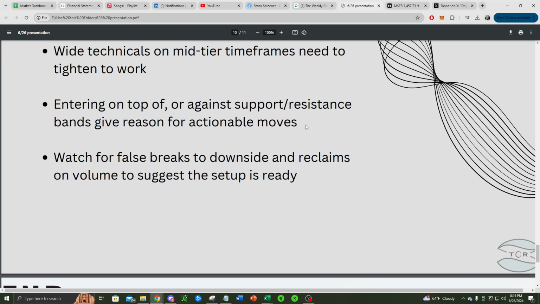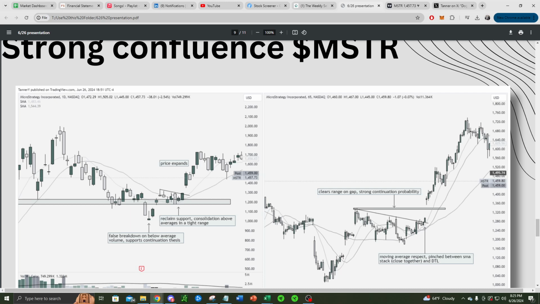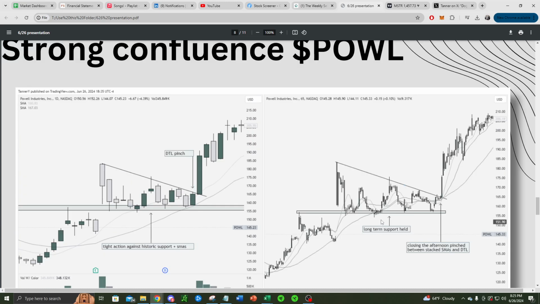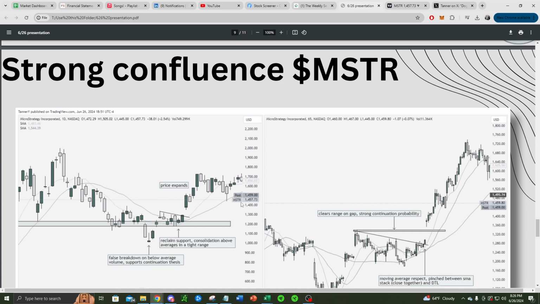Entering on top of or against support and resistance bands gives reason for actionable moves. That's what we're talking about with MSTR. You have this support as your backstop. For Powell, same thing, right? Even if I don't generally buy the supports, I like to see that they're there in case the setup starts to work against me. Maybe I can give it a little bit of a leash if it's slamming into it from the top. Like if this were to dump out from the down trend line, I could expect it to bounce there. So I'd like to see that there's at least something there that gives way for the setup to still remain intact, despite maybe breaking down briefly in a morning open or a market sell-off or something.